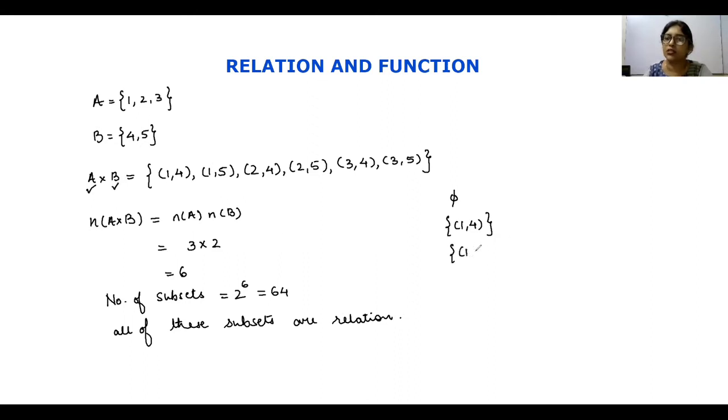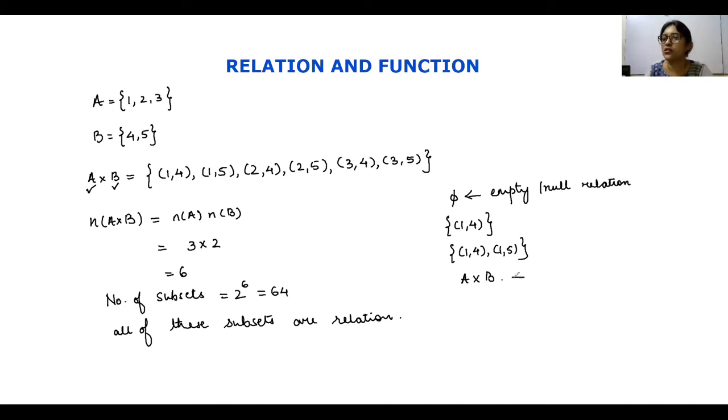Then we may take 2 elements. You will have singleton sets like this, so many, like (1, 4), (1, 5) is another set, (2, 4) is another set, but we are listing only a few. So you have like this, then you have 2 elements, then 3, 4, and finally you will have A cross B with 6 elements. So this one is known as the empty or null relation because it has no elements.